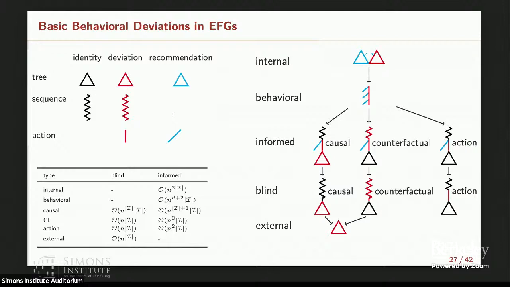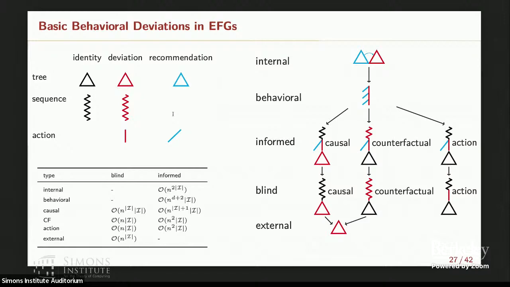So this is our strongest, this is our weakest. Up here we have correlated, here we have coarse correlated, here we have something we just called behavioral. This is behavioral correlated equilibrium, this is EFCE, and this is counterfactual, and then action is just sitting out here in outer space, not implying external, but all of these are implying coarse correlated. You can see from this picture that EFCE is stronger than coarse correlated.